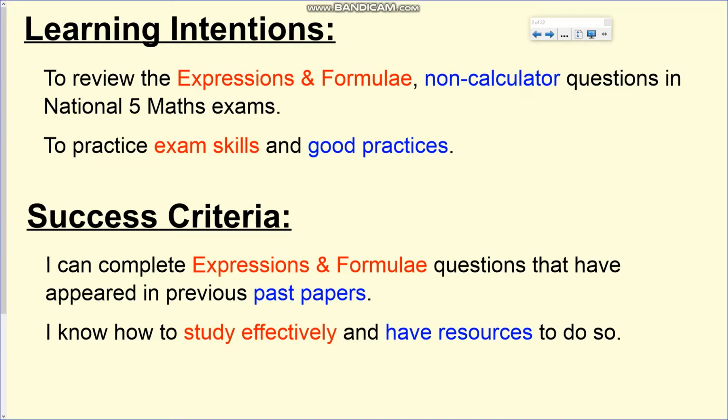Okay, so for today's learning intentions, we are going to review the expressions and formula non-calculator questions in National 5 Maths exams, and we're going to practice exam skills and good exam practices. I can complete expressions and formula questions that have appeared in previous past papers is one of the things I hope you should be able to say by the end of this lesson, and I know how to study effectively and have resources to do so is the other.